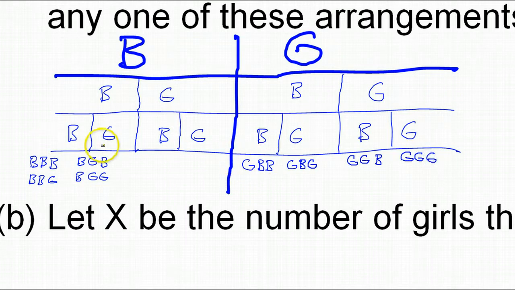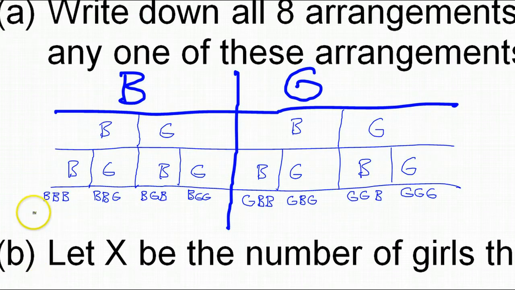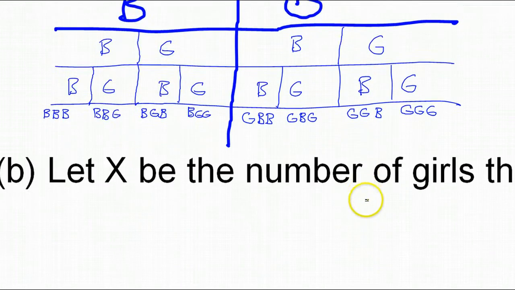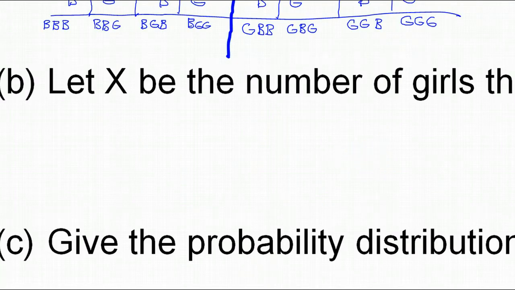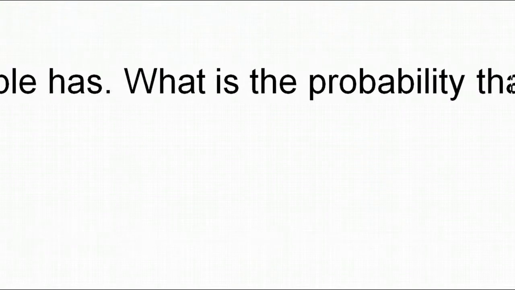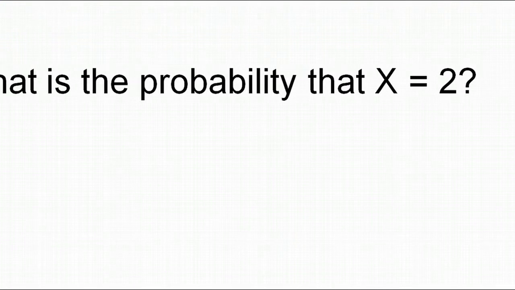In the end I decided to write these horizontally. Makes me wish I had done that the whole time, so I'm going to go back and fix that. So I guess that's it for part A. Just write down all 8 arrangements. 1, 2, 3, 4, 5, 6, 7, 8. There they are. What now? Let X be the number of girls the couple has. What is the probability that X is 2?